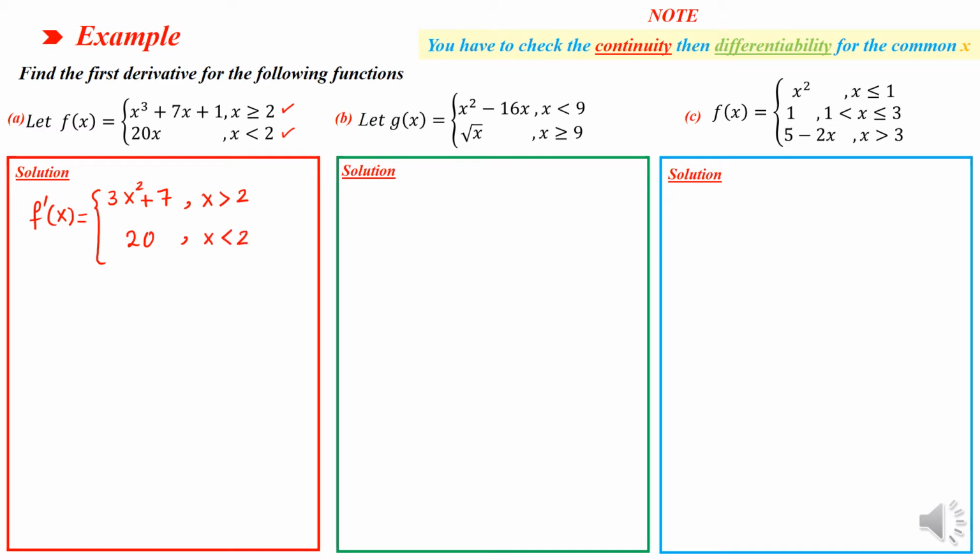Now you have to check the differentiability around x equals 2, since 2 is common between the two intervals. As you know, greater than 2 means 2 from the right, less than 2 means 2 from the left. So again, you have to pay attention to this note. You have to check the continuity, then the differentiability for the common x. Here 2 is a common x between the two intervals.